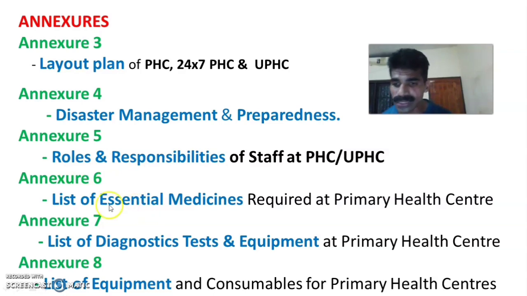Annexure 6, we already explained, is about the list of essential medicines that must be available at the primary health center. And regarding annexure 7, we have just discussed, that is the list of essential diagnostic tests and equipment. The equipment necessary for diagnostic tests at PHC is given in annexure 7. And annexure 8 explains the list of essential equipment that must be available in the primary health center.